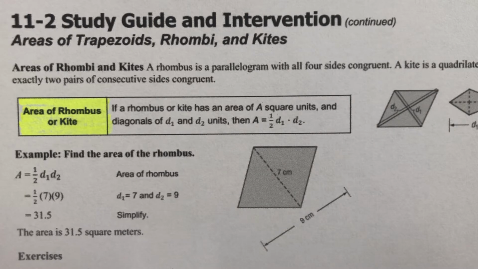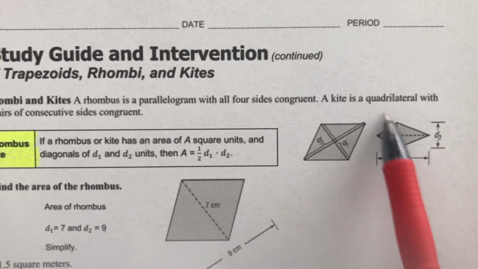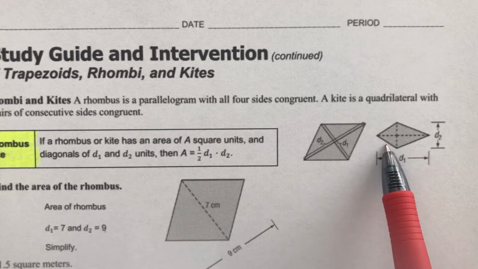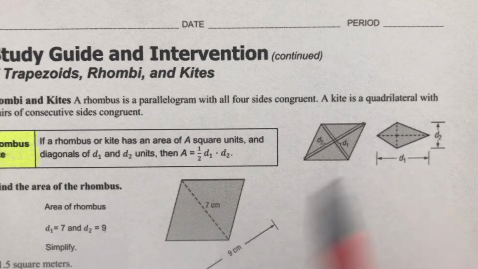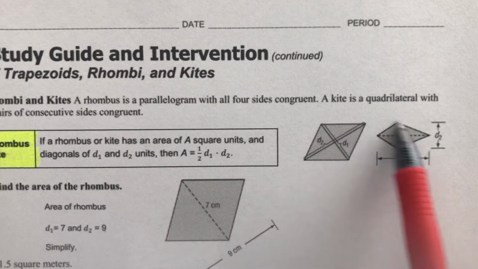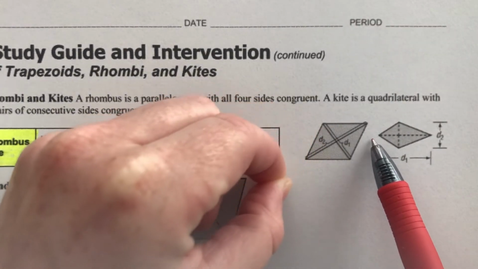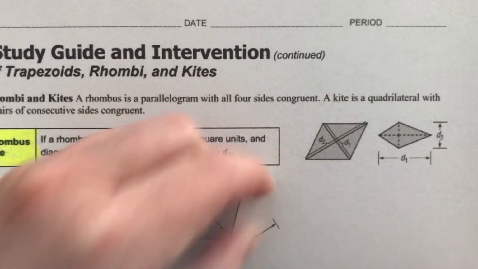A kite basically looks the same, but all four sides do not have to be congruent. Two of the sides adjacent to each other will be congruent, and two of the other sides will be a different length, but they'll be congruent to each other, if that kind of makes sense. So they're similar. For a rhombus, it looks like we just took one of the corners and stretched it back, and that made a kite. That's all the difference is.